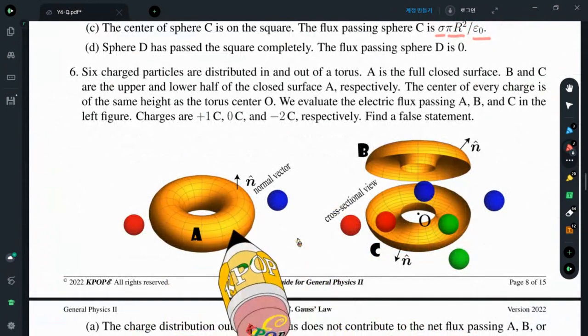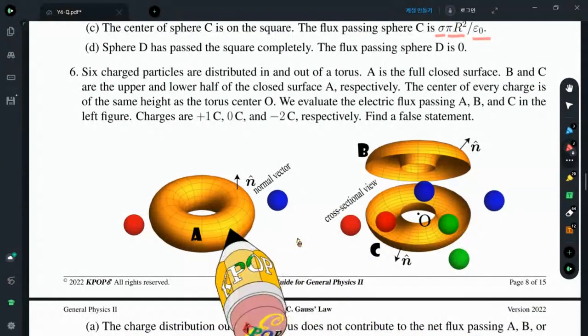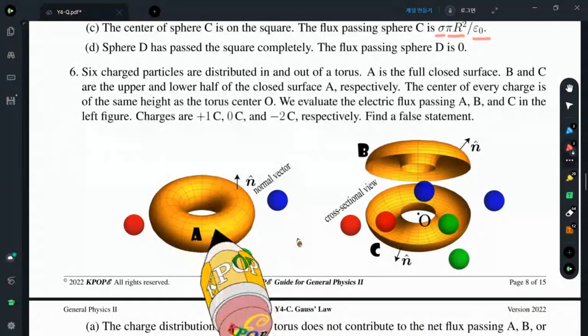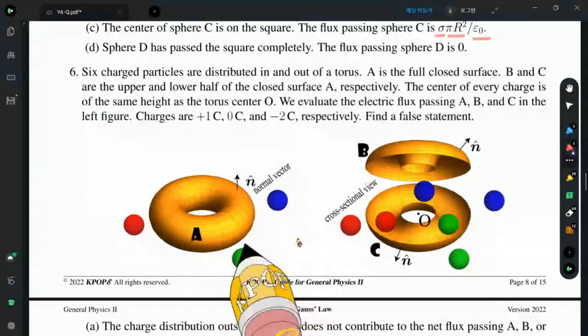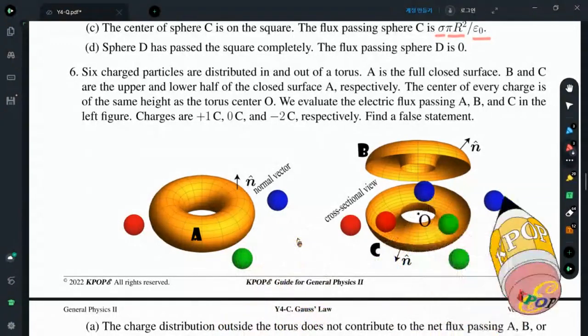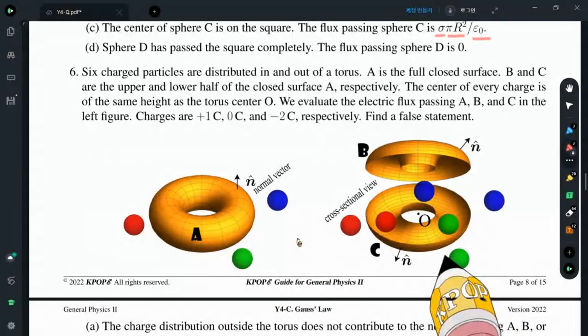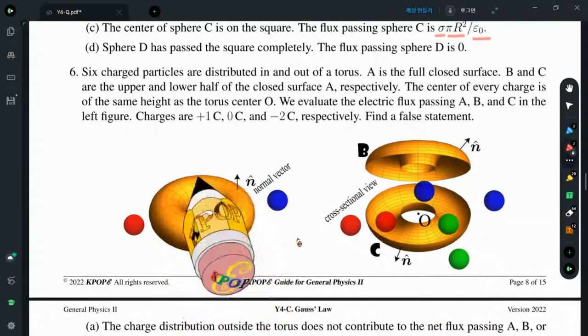Don't eat. It's not a bagel, but it looks like a bagel. We have charges inside and outside. This is a closed surface.